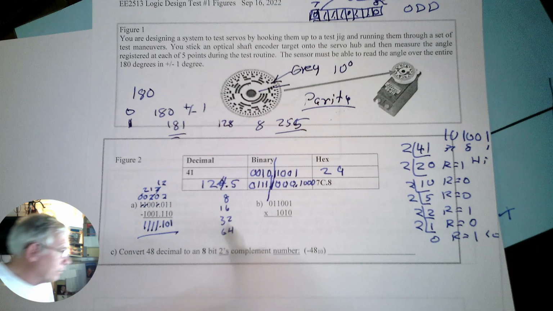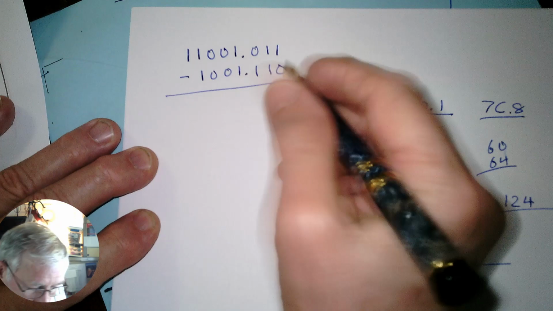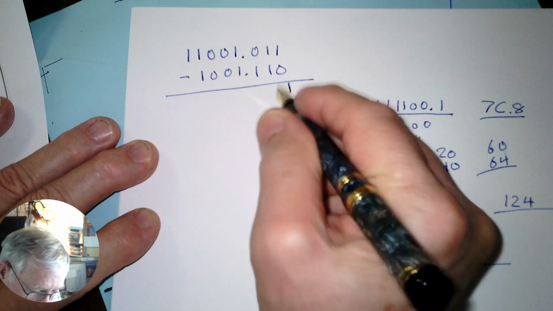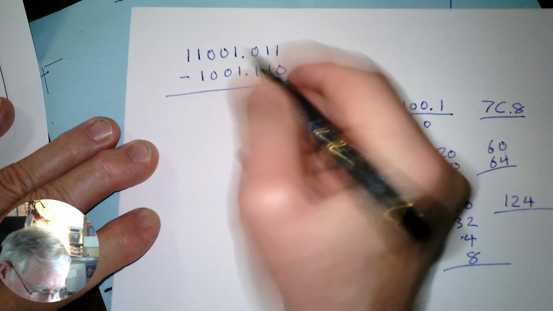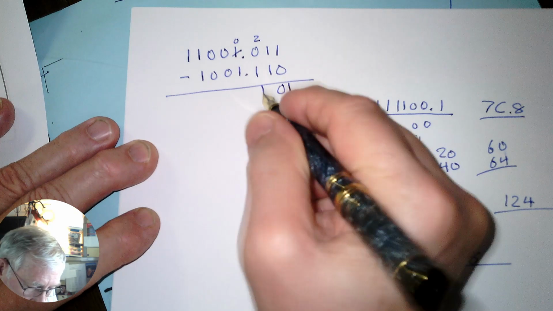Let me just double check it though. Okay, I copied it over. I'm going to do it again. 0 from 1 is 1. 1 from 1 is 0. 1 from 0 can't do it, so we're going to take this, we get a 0 there, and we have a 2 there. 1 from 2 is 1.